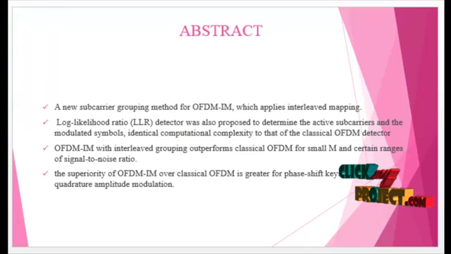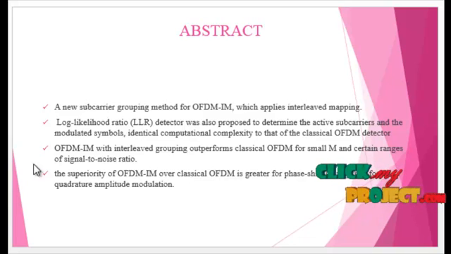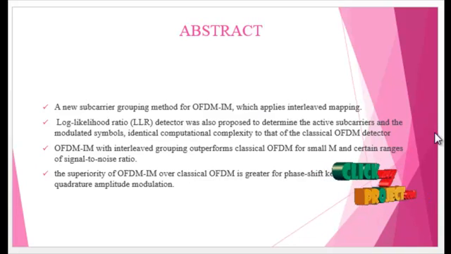Let us discuss the abstract. Orthogonal frequency division multiplexing with index modulation is a recently developed transmission technique that extends the principle of spatial modulation to OFDM subcarriers. A new subcarrier mapping for OFDM-IM which applies interleaved grouping. A log-likelihood ratio detector was also proposed to determine the active subcarriers and the modulated symbol, with identical computational complexity to that of the classical OFDM detector.